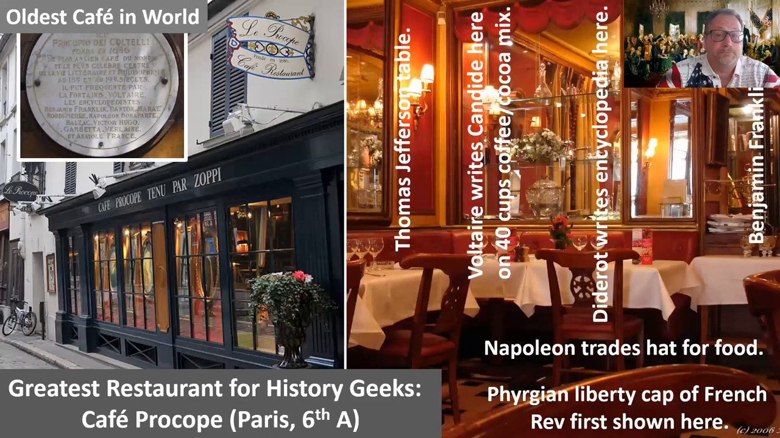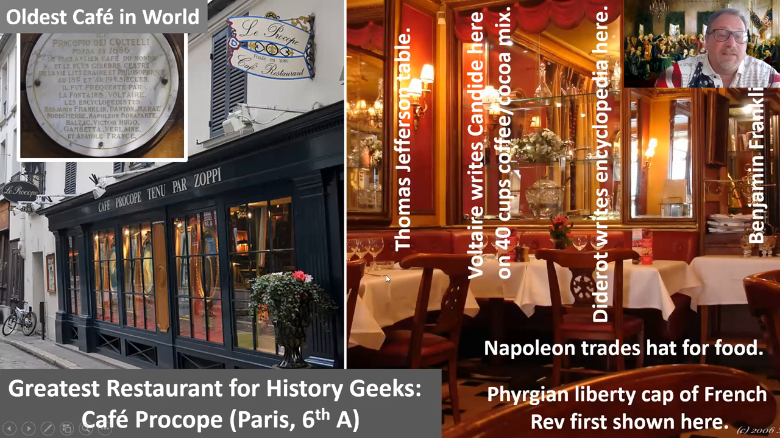Now, earlier on, what I had mentioned is this, the great coffee shop and tea shops of the world. This one might be the greatest. This is Café Procopé. It's in Paris in the 6th arrondissement. This is a greatest restaurant for history geeks. And that is because here I've laid it out. Thomas Jefferson, when he was the French ambassador from America to France, this was his table. Now, not the exact table, but that was his seat.